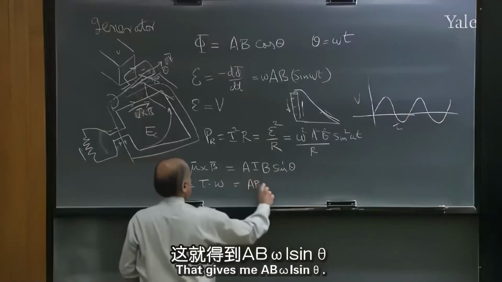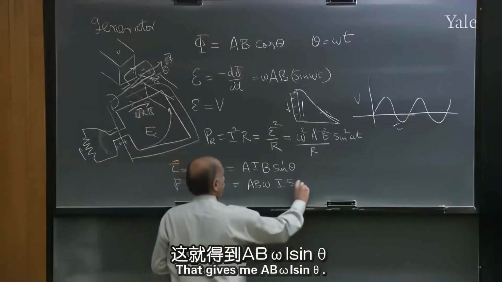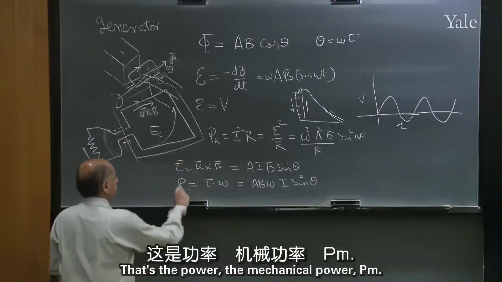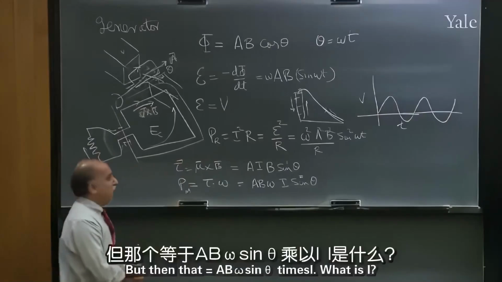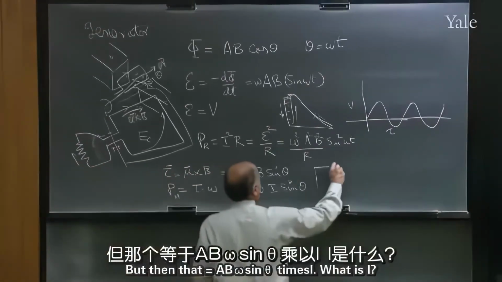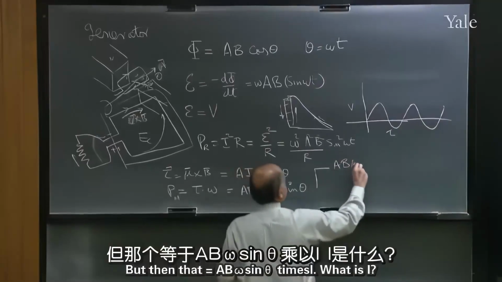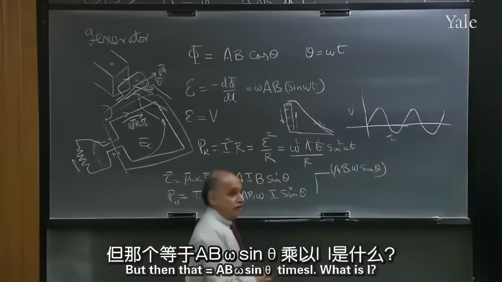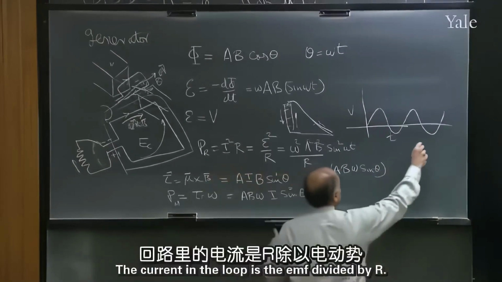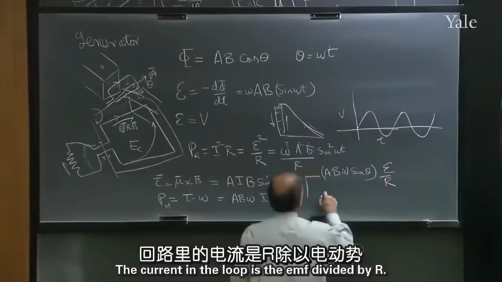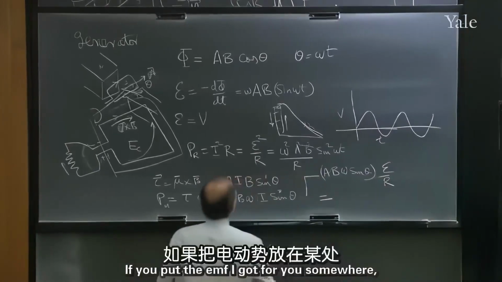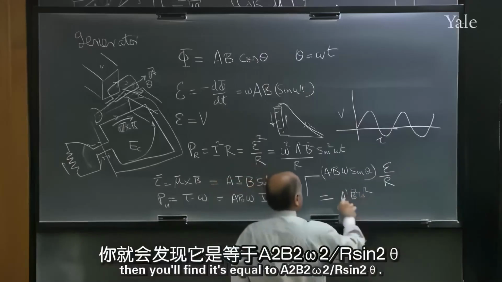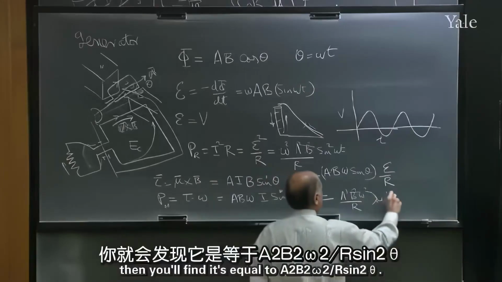That gives me AB omega I sine theta. That's the power, the mechanical power, P sub m. But then that's equal to A, B, omega sine theta times I. What is I? The current in the loop is the EMF divided by R. And if you put the EMF I got for you somewhere, then you'll find it's equal to A squared, B squared, omega squared over R, sine squared theta.